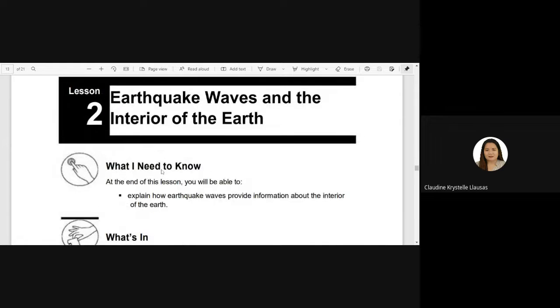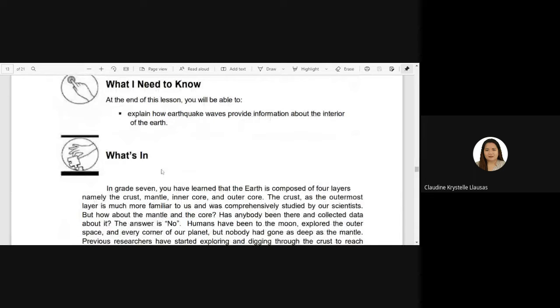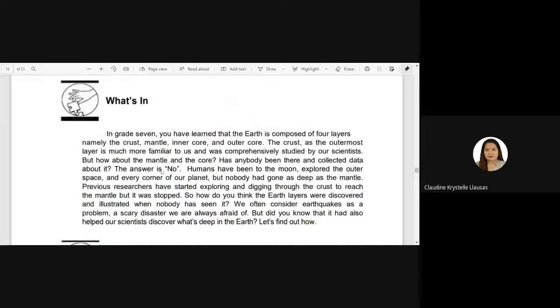Earthquake waves and the interior of the earth. In grade 7, or even in lower years, you have learned that the earth is composed of 4 layers. What are these 4 layers of the earth? Raise your hand.